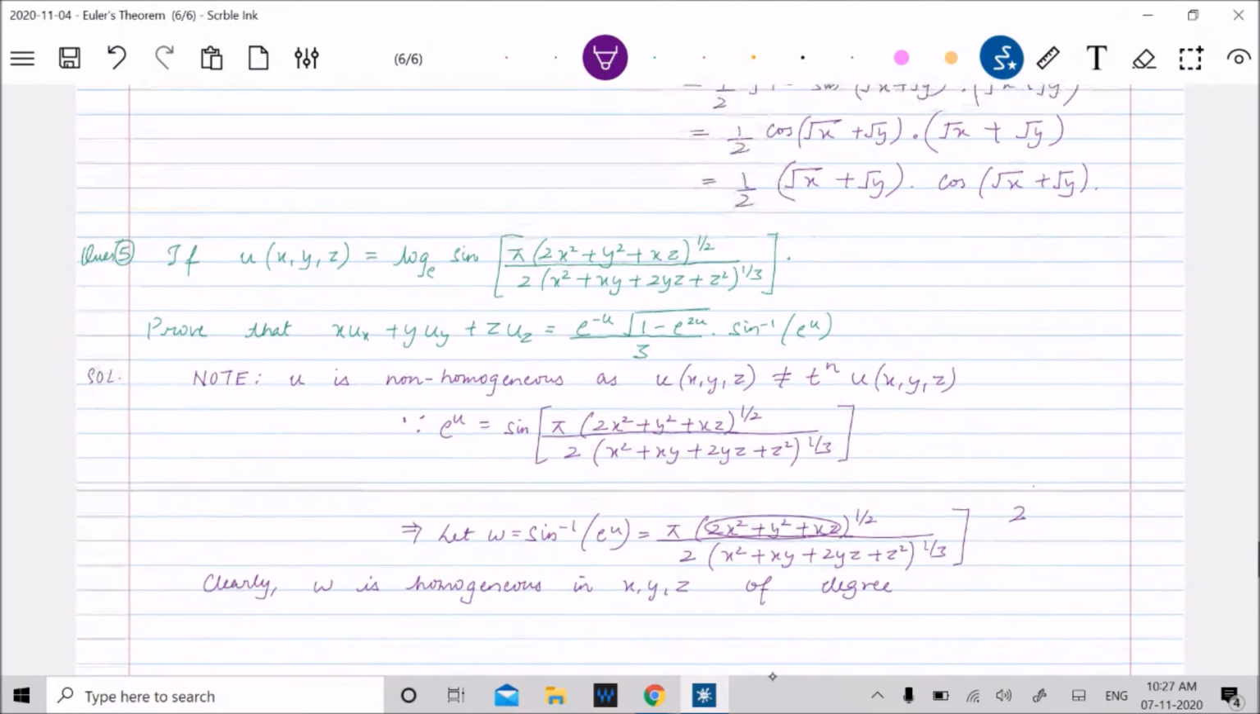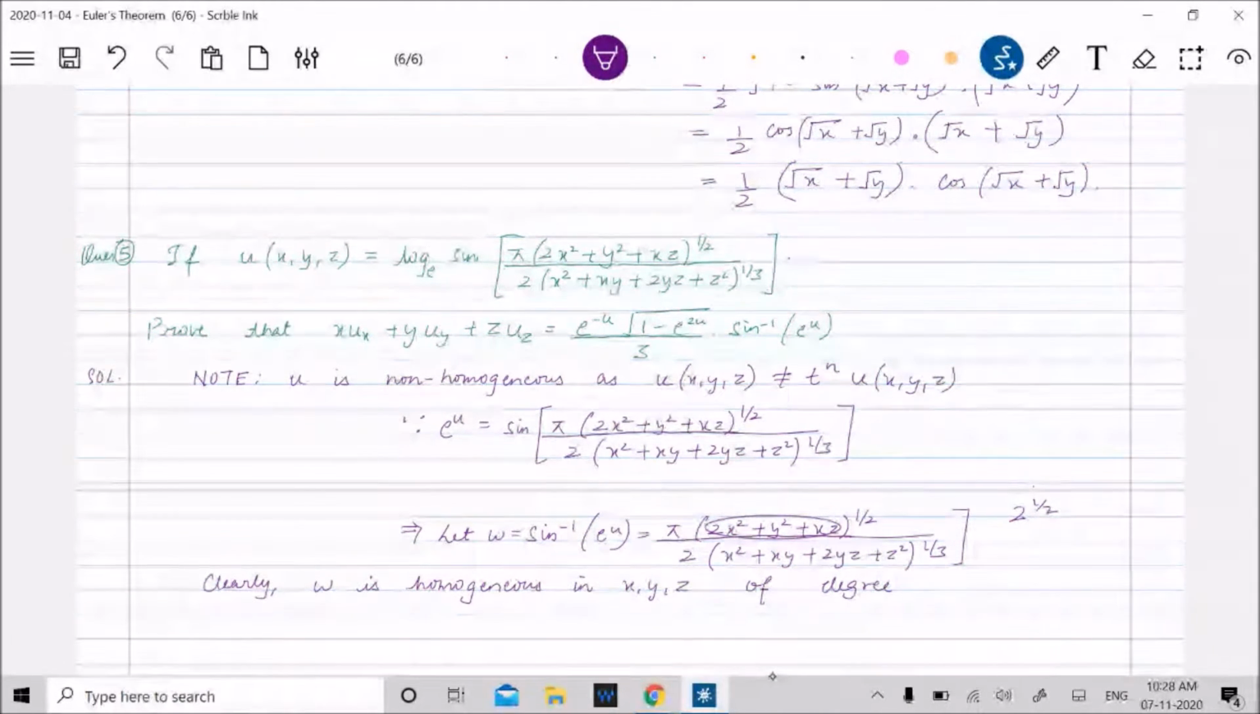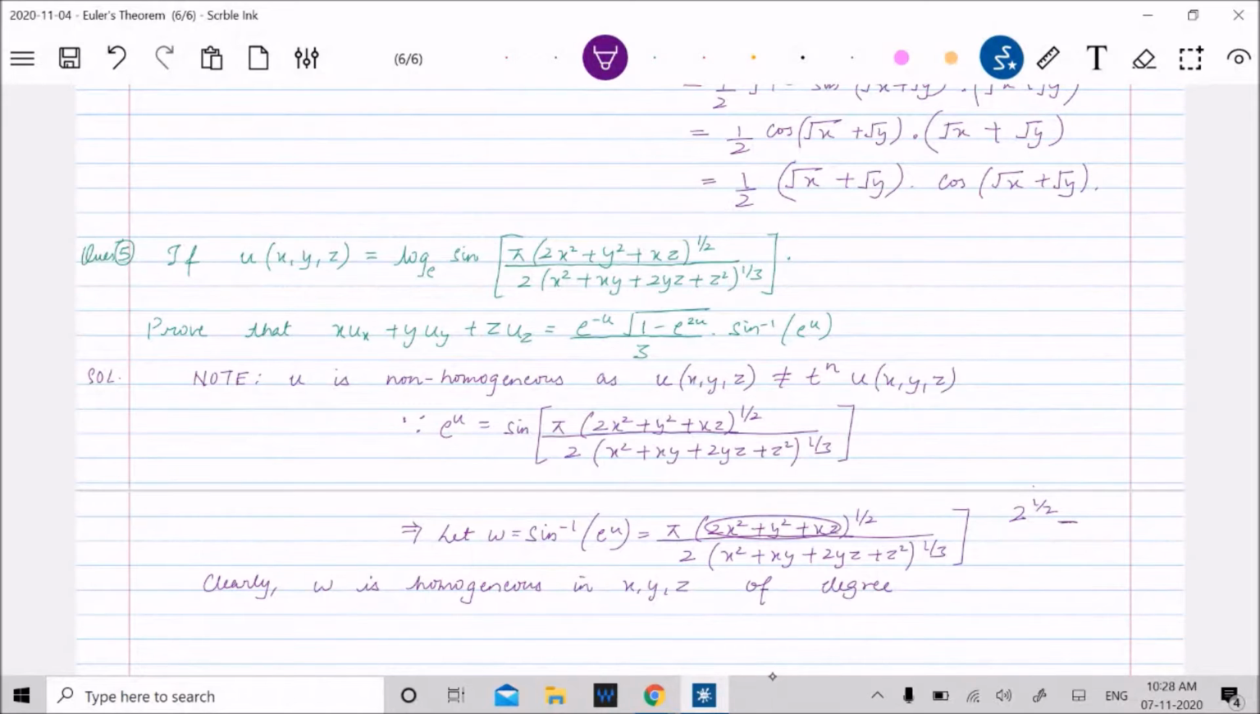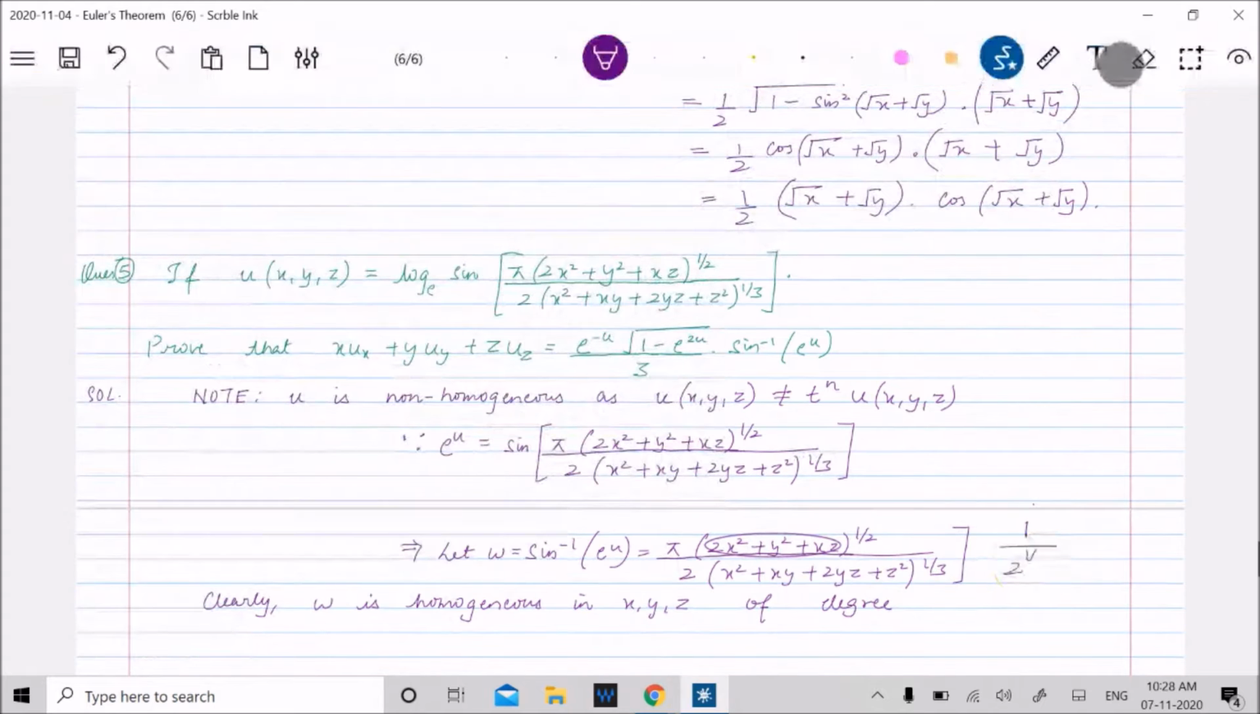and 2 to the power half will be the degree which will be obtained from the numerator, and from the denominator you will be having 2 to the power 1 by 3, right? So ultimately, sorry, I have done something wrong actually. 1 will be the degree in the numerator, and here the degree is 2 by 3. So 1 minus 2 by 3 will be 1 by 3. Let me prove it.